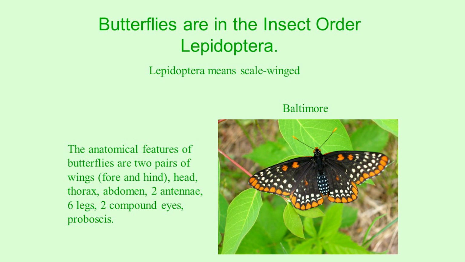I really like the antenna of this Baltimore butterfly with those bright orange little tips at the end of the antenna.